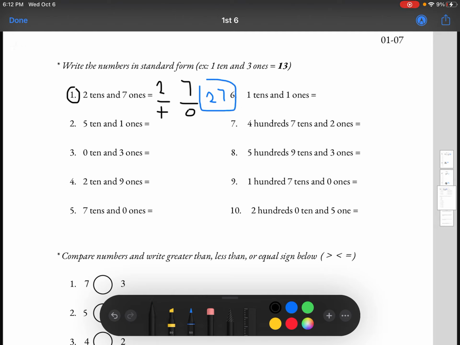We will do number 9 next. For this one, it's 17 tens and 0 ones, meaning we need a 100 space, a 10 space, and a 1 space. So we can see that there is 100, 7 tens, and 0 ones, meaning the answer to number 9 is 170.